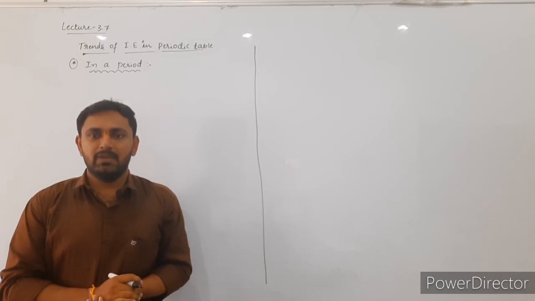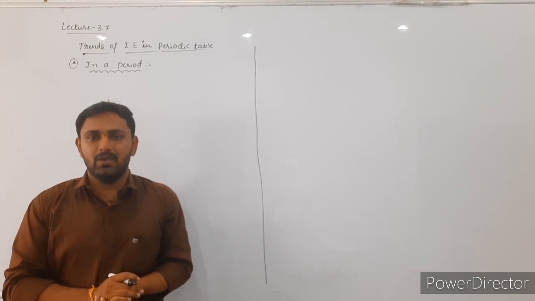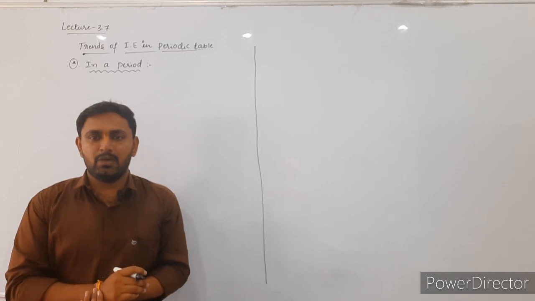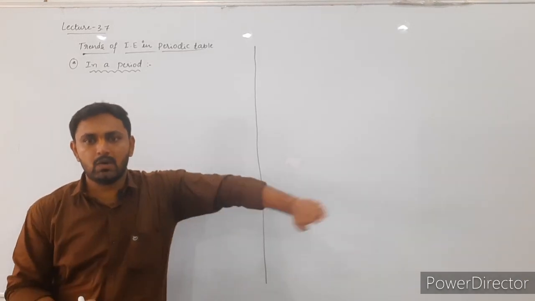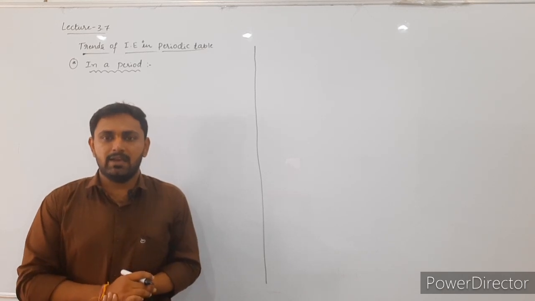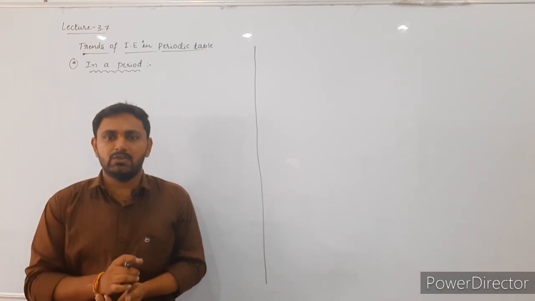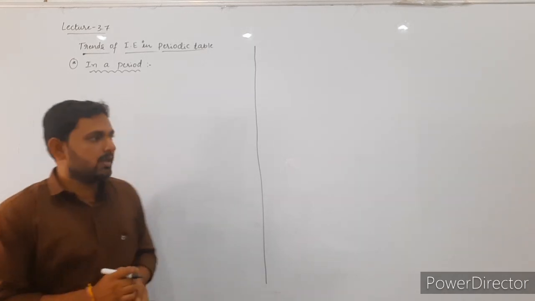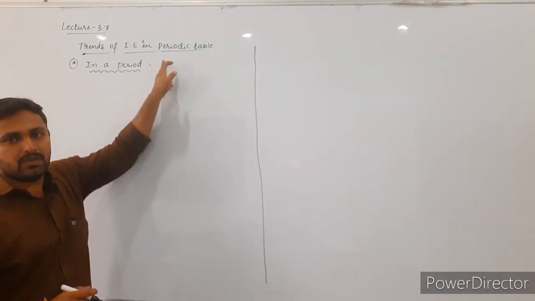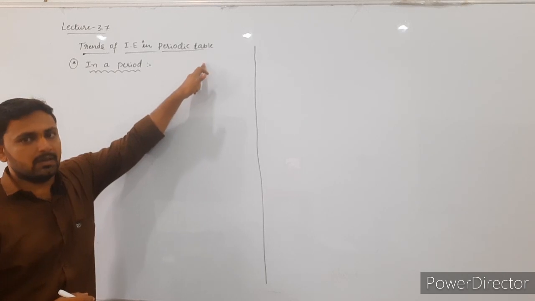I am Virpoksh VP. In the last class we were discussing ionization energy. What is ionization energy? The minimum amount of energy required to remove an electron from the outermost shell of an isolated gaseous atom is called ionization energy. In today's class we are going to discuss the trends of ionization energy in the periodic table.